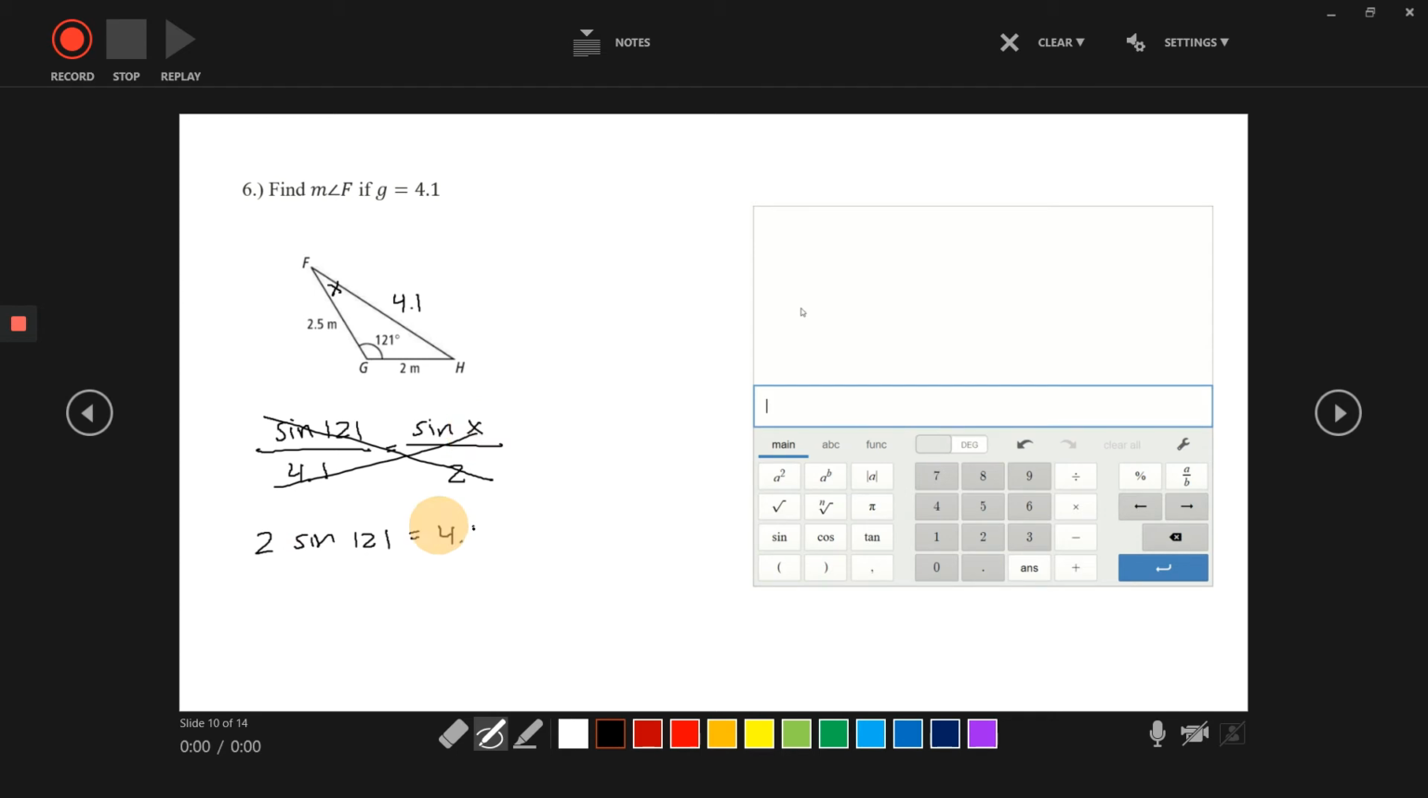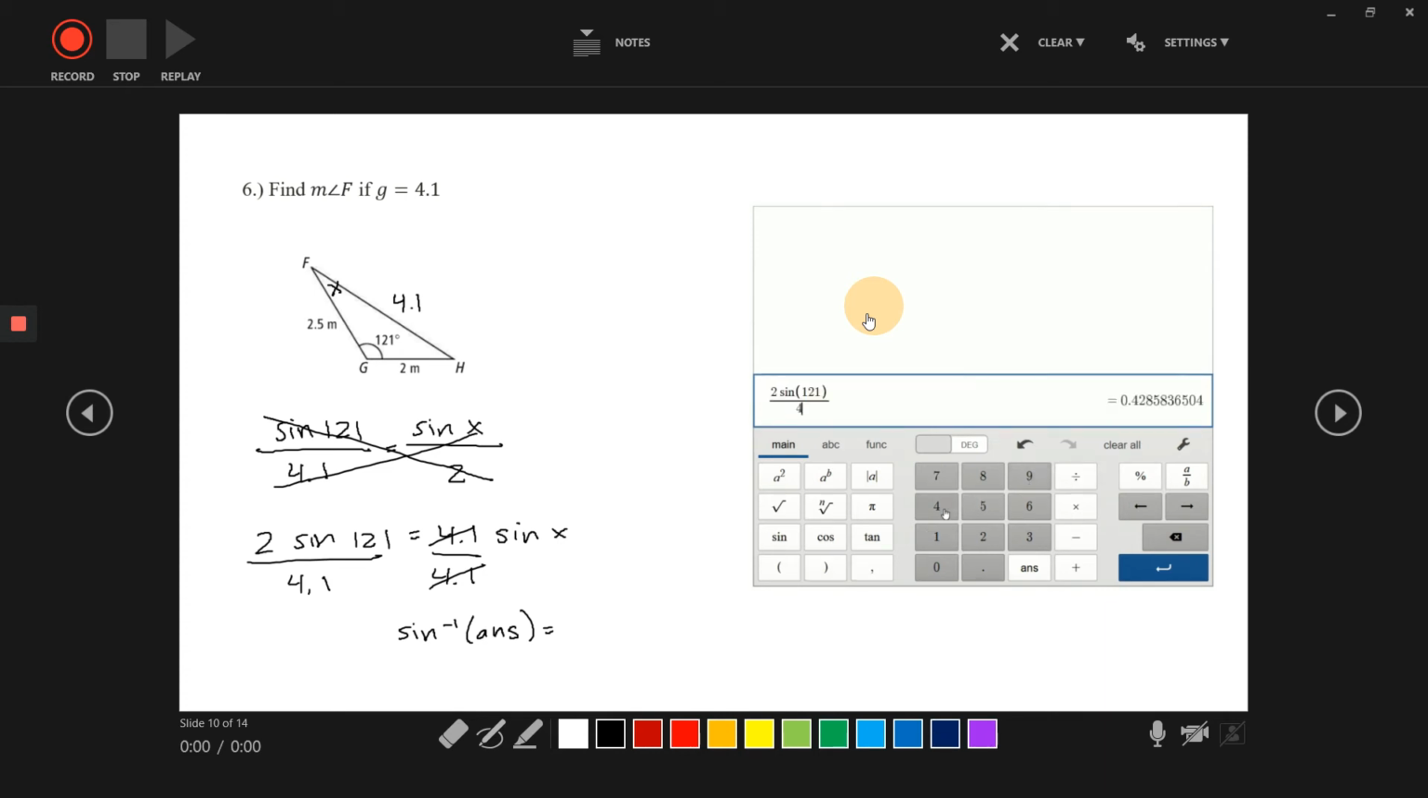equals 4.1 sine x. X is stuck inside the sine, so we can divide off the 4.1. And then to get the x out of the sine, we'll have to use the sine inverse. Okay, so let's do it on the calculator. So 2, oh, we don't need to put the times. The times kind of messes it up. 2 sine 121 divided by 4.1. So that's our value for the sine of x.